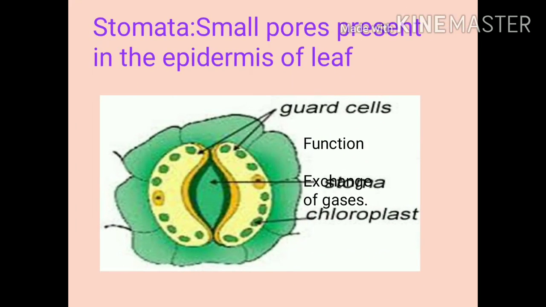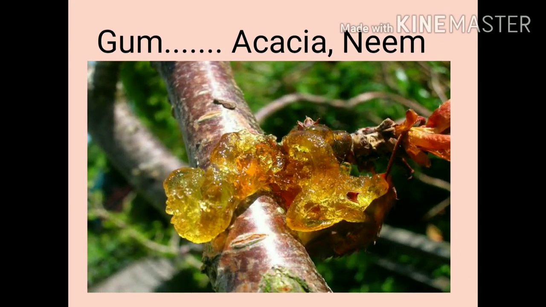Epidermis in leaves has small pores with guard cells. They regulate the exchange of gases. In some plants like acacia and neem, epidermis secretes and oozes out a sticky substance called gum. Gum helps to heal wounded parts of the branches and leaves.